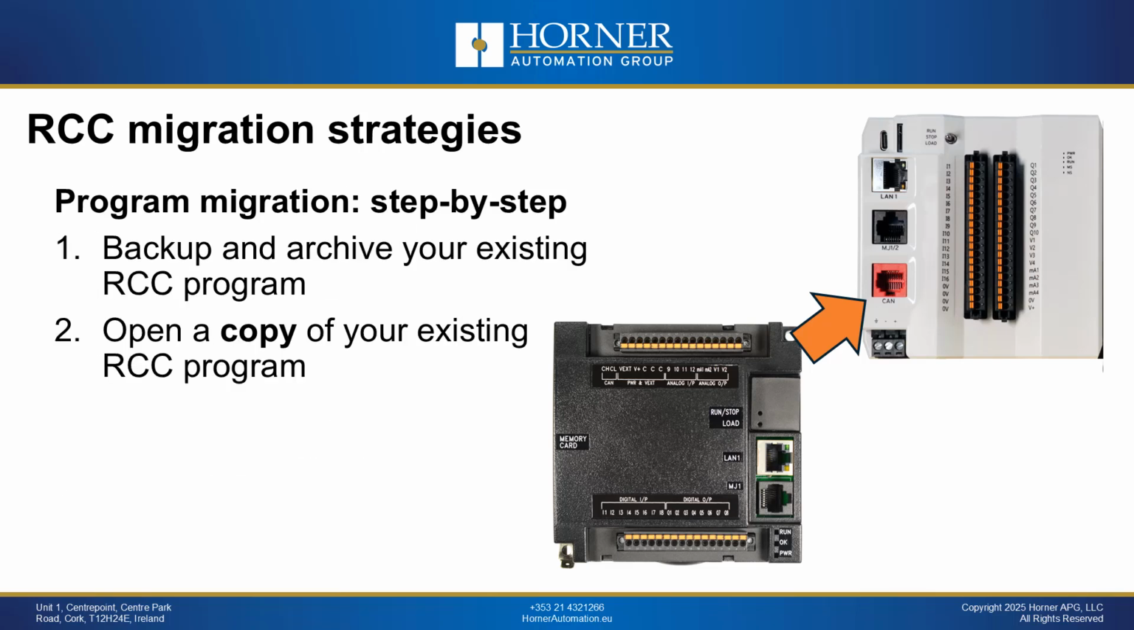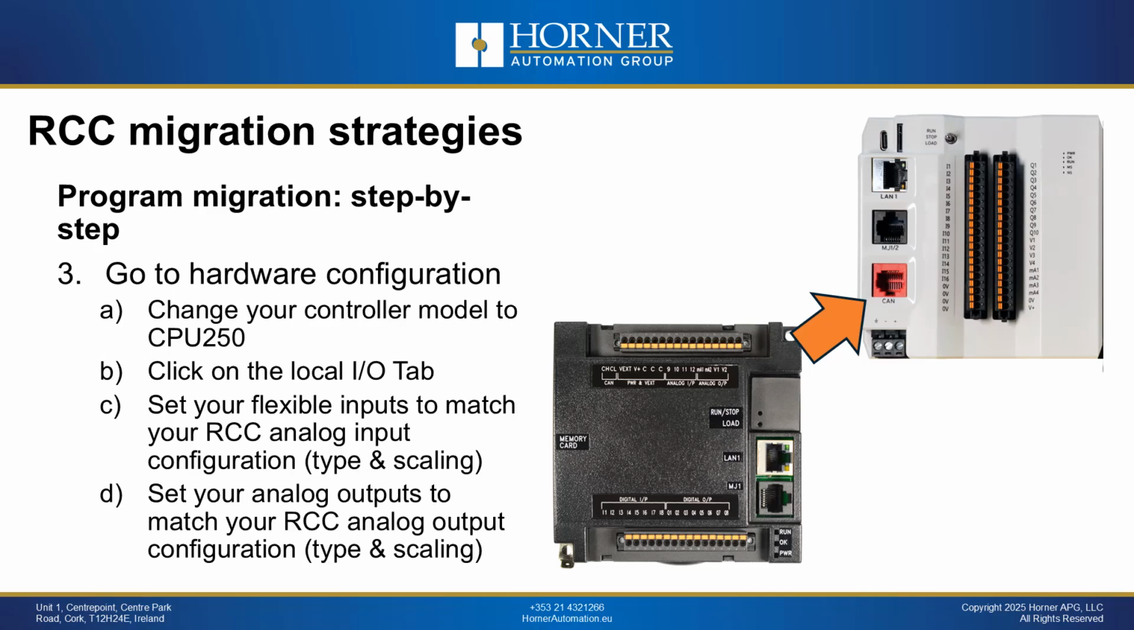Now let's go through what you need to do in Cscape step by step when you are going through the migration from RCC to the CPU250. The first step, as always, you want to archive your existing RCC program and then make a duplicate of that program so that you are starting with a copy. As you make programming changes, you're going to go to hardware configuration. You're going to change your controller model from the RCC that you are using over to the CPU250.